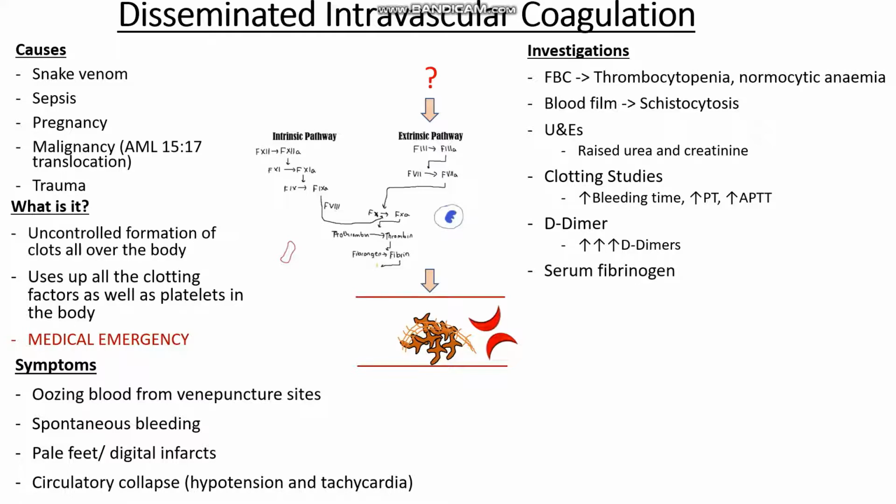Another thing that we can do is do a serum fibrinogen. Now remember, we are again forming lots of clots all over our body. So therefore, our serum fibrinogen tends to be low because we are using it all up to form all these clots, and therefore this is what leaves us at such a high risk of bleeding.